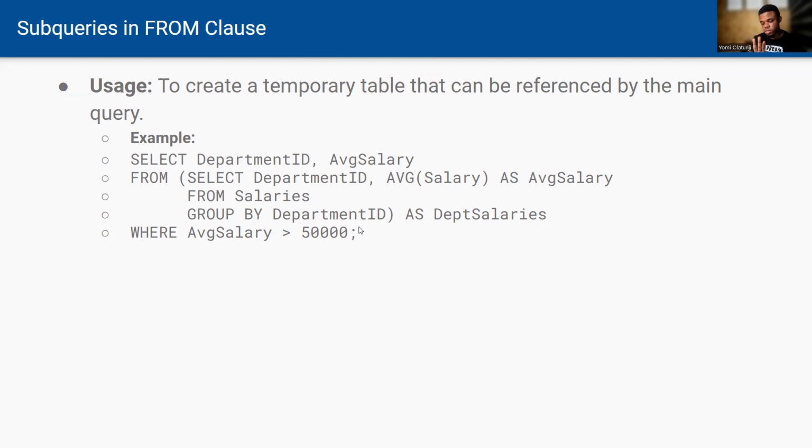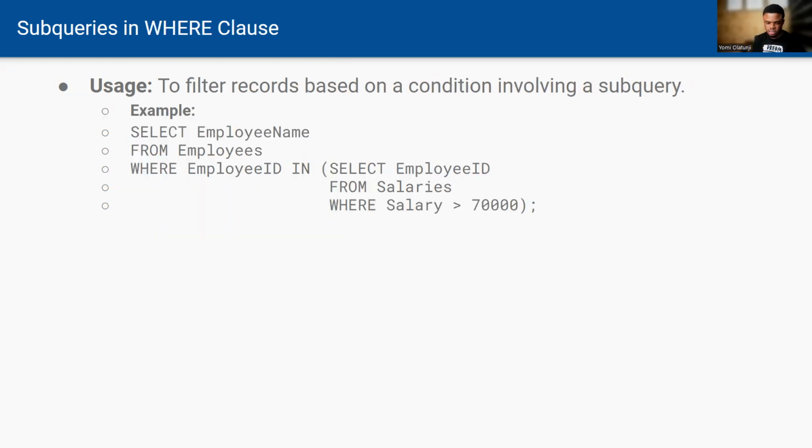So it's actually three use cases. The first one is in our select, which is in our column list. The second one is in our from clause, which is using it as a data source. And the last one is using it in our where clause. We've actually seen this one a lot, so I don't think I need to dwell on it.